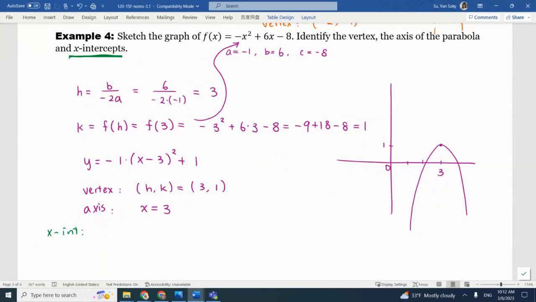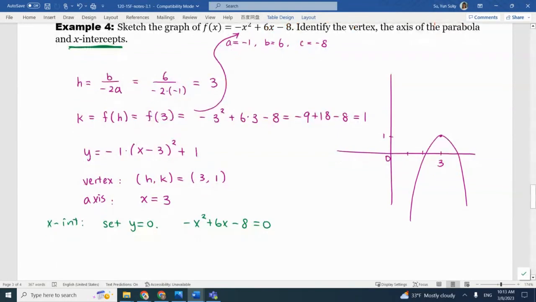X-intercept is where the graph crosses the x-axis. Yes, everyone? The x-axis, y equal to 0. The y-axis, x equal to 0. Right, everybody? So we set y equal to 0. That means negative x squared plus 6x minus 8 equals 0. Right? And let's solve it.